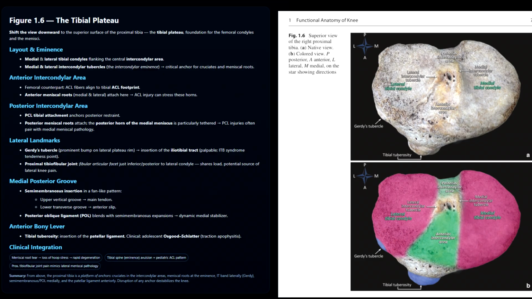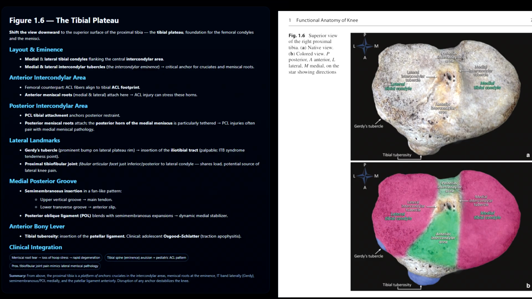Finally, note the tibial tuberosity at the anterior aspect. This roughened triangular prominence is where the patellar ligament inserts. Palpate your own knee just below the patella, and you will feel this very structure. In adolescence, inflammation of this site can cause Osgood-Schlatter disease, a painful but self-limiting condition.